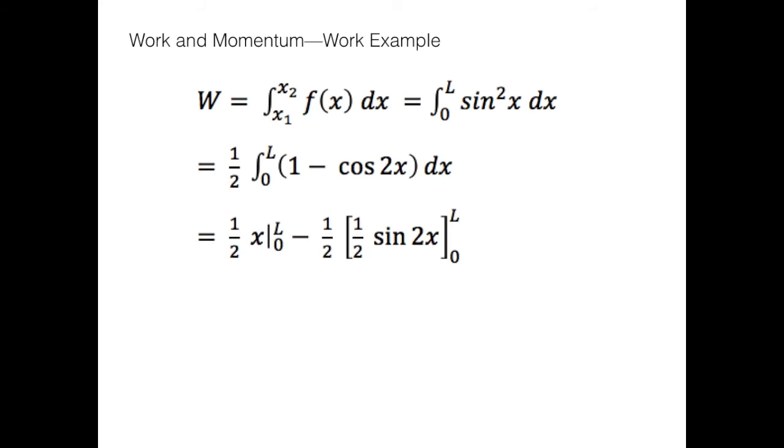Now we can also split this up into two integrations to make it a bit easier. So we get 1/2 x from 0 to L minus 1/2 times quantity 1/2 sine 2x from 0 to L as well. Now we eventually get L over 2 minus sine 2L over 4, and putting these together, L minus sine L cosine L all over 2.